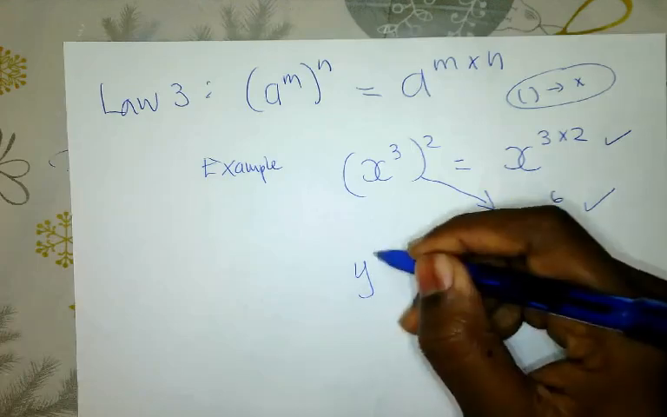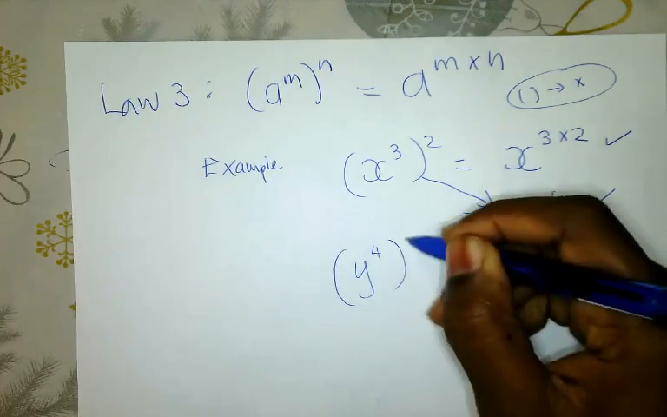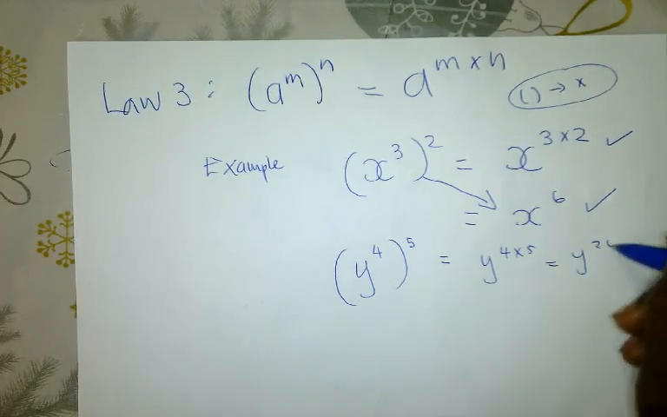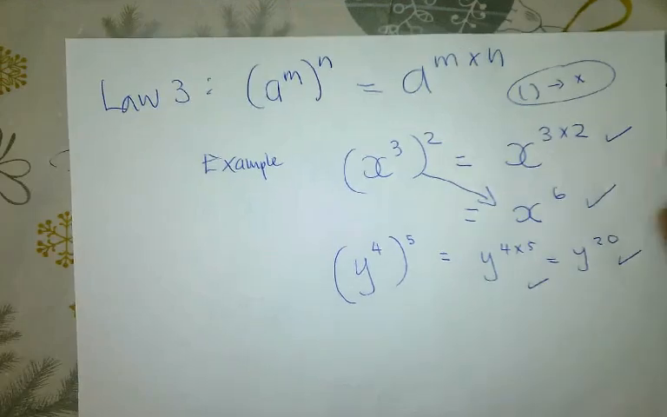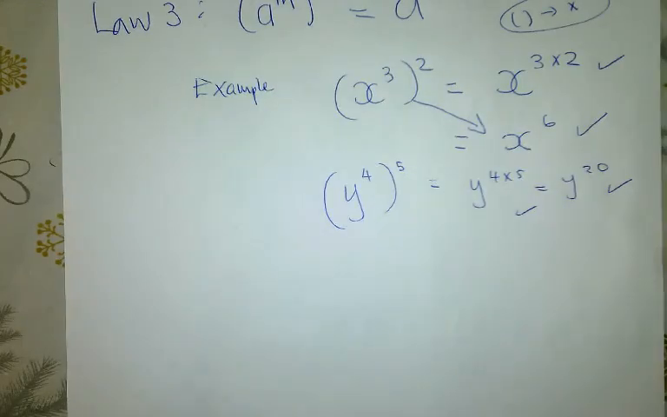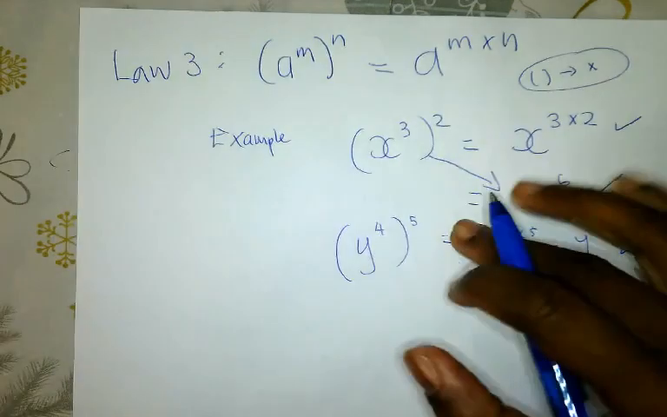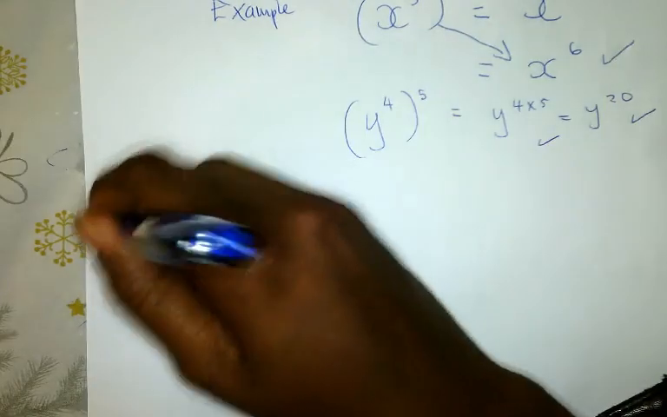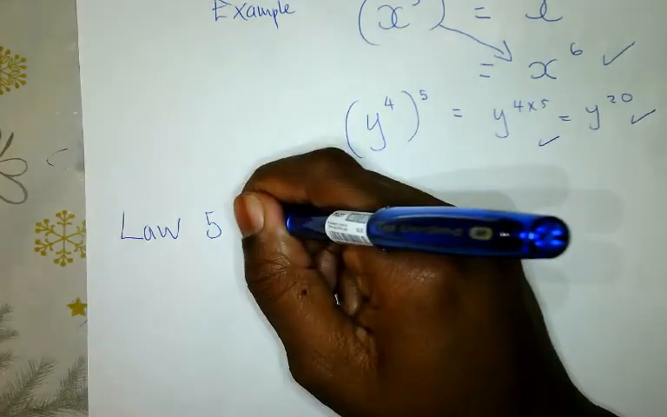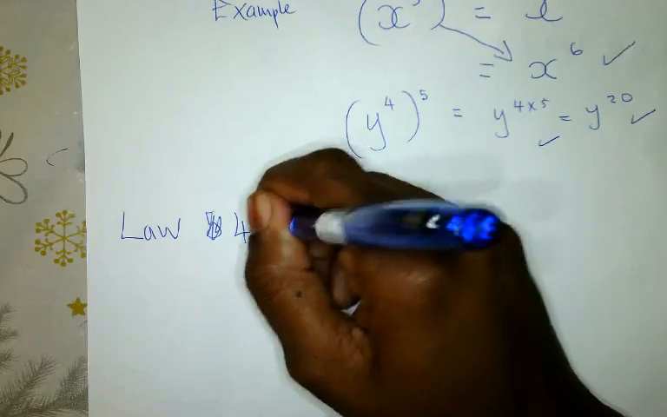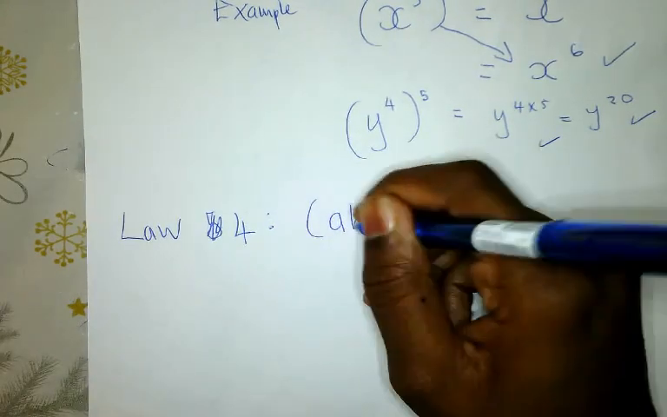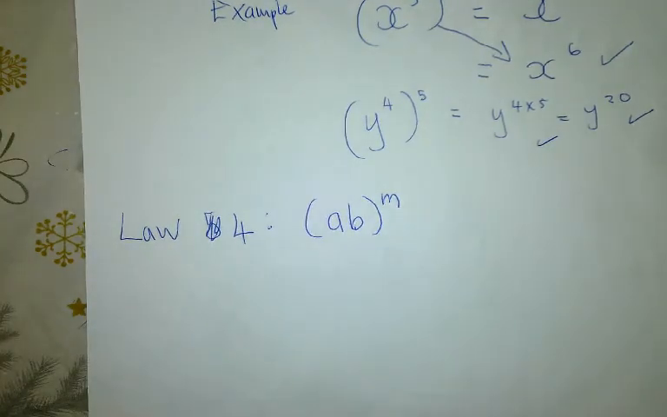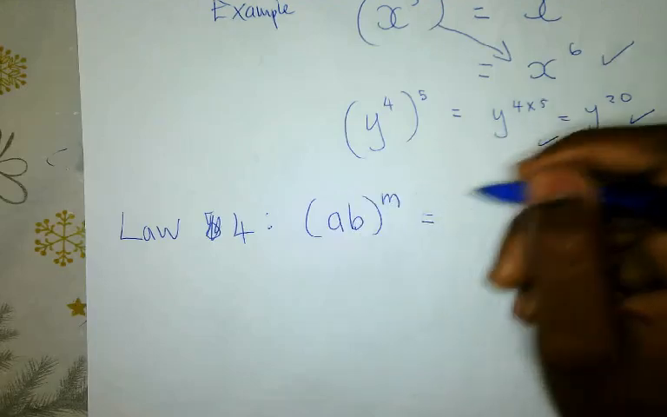If you are given (x^4)^5, it's what? 4 multiplied by 5. It's 20. Is it fine? And then that's it. Whenever we see a bracket, we multiply. And then law number 4. Law number 4 says if we have a product raised to a power, we are going to multiply the exponent for each.